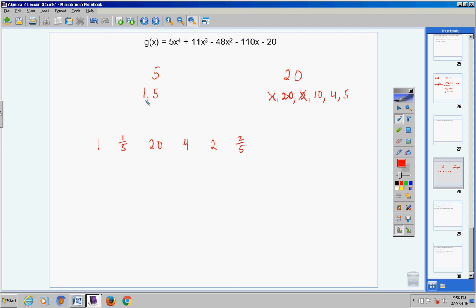Put 10 over 1, that's 10. Put 10 over 5, that's 2. We already have a 2 right here, so we don't worry about that. Put 4 over 1, that's 4. We have a 4 already. Put 4 over 5, that's 4/5. Put 5 over 1, that's 5. Put 5 over 5, that's 1. We have a 1 already. So there we go. There's our list of possible rational zeros.